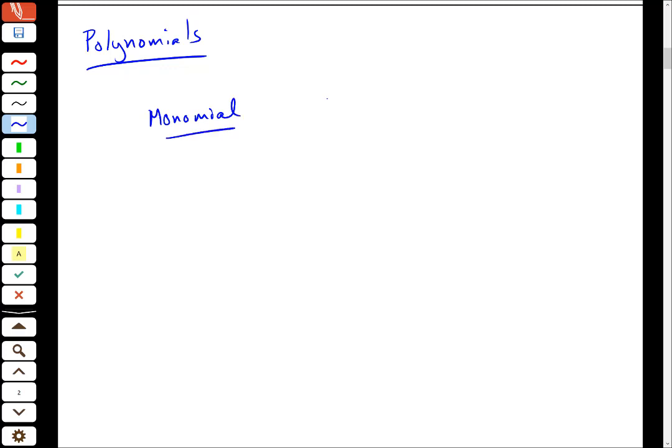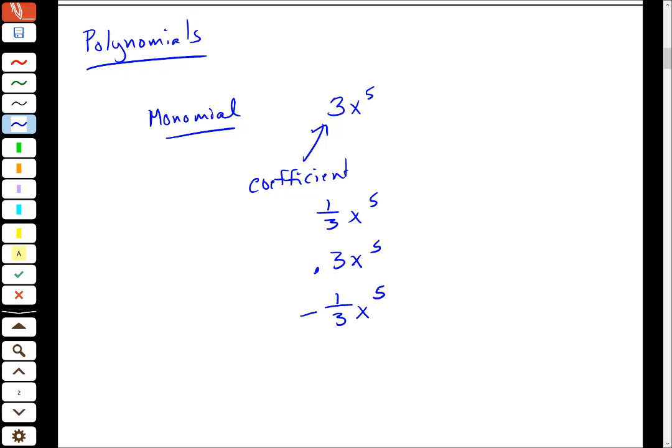Monomials have three parts, so I'll give an example of one. So this is called a monomial. It has a coefficient. This number can be any real number. So if that number changed to a third, that's fine. If that number changed to a decimal, that's fine. If that number changed to a negative fraction, that's fine, right? No problem. This first number can be whatever I want it to be, and it doesn't have to involve the number 3. I'm just using that. That's the coefficient. Then this is called the base of the monomial, right?